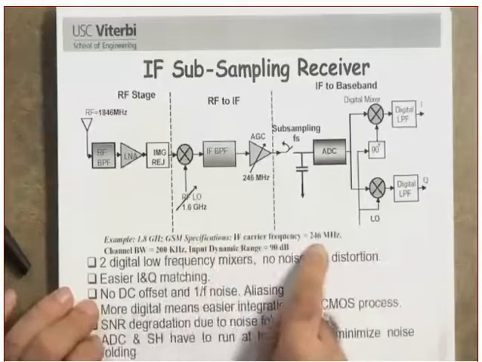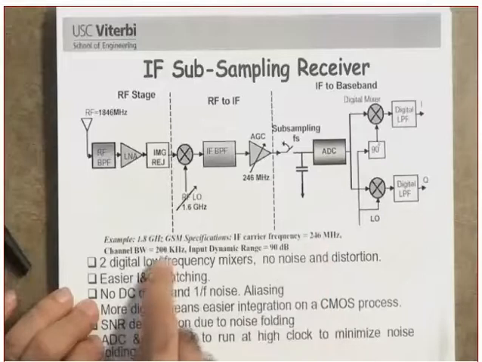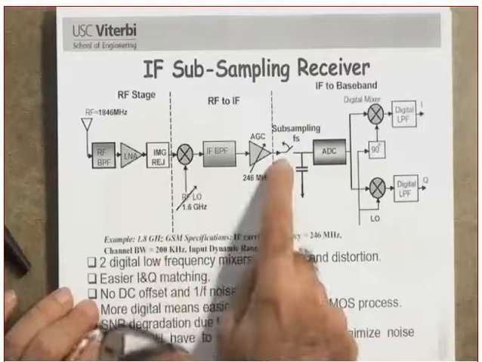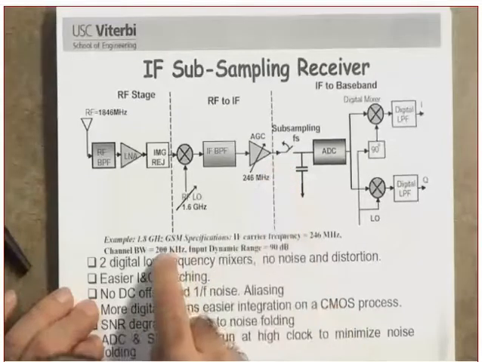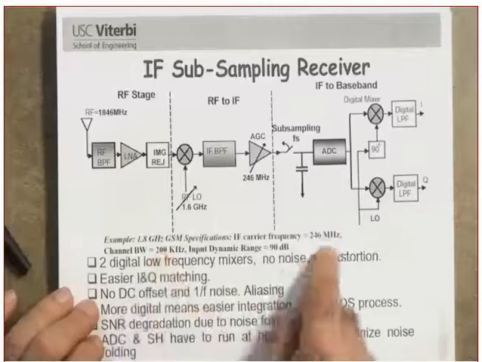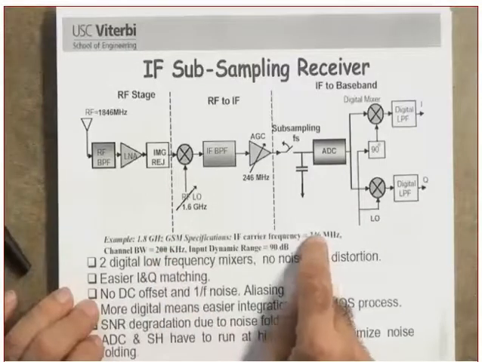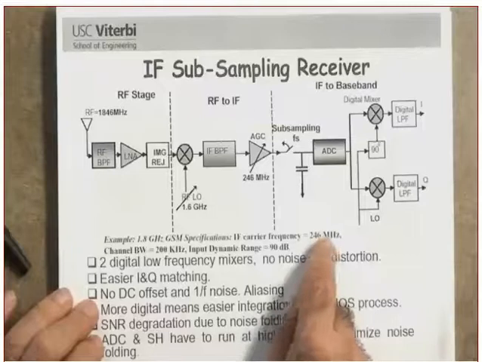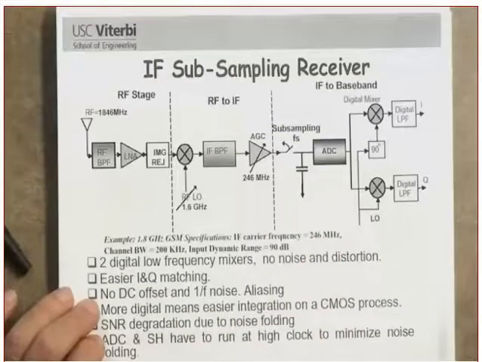Okay, third generation test. The IF carrier is how much? 246 megahertz. The bandwidth is how much? 200 kilohertz. When I'm subsampling, I'm going to use a sampling rate of twice 200, which is 400 kilohertz, as opposed to using twice 246 megahertz, which is very close to that. Did you get this or not?